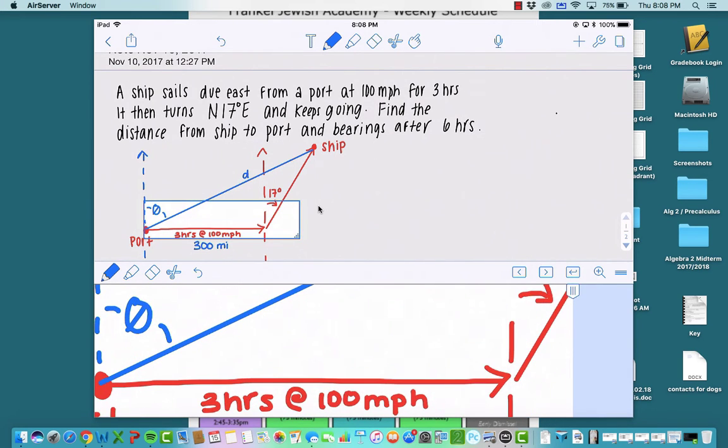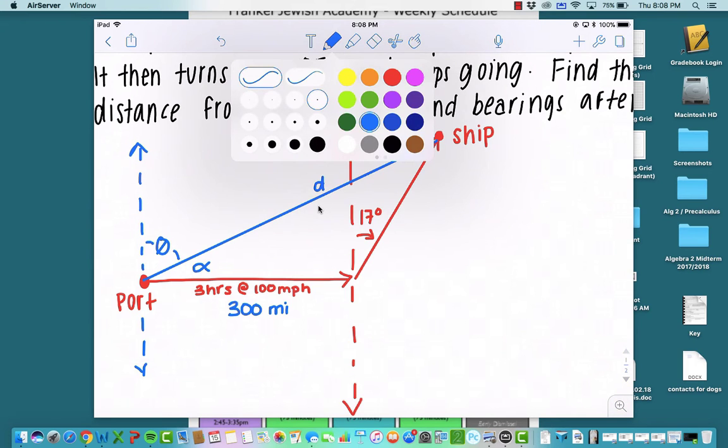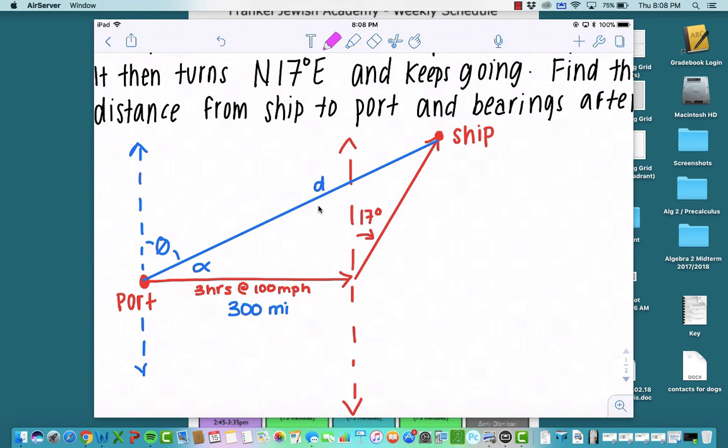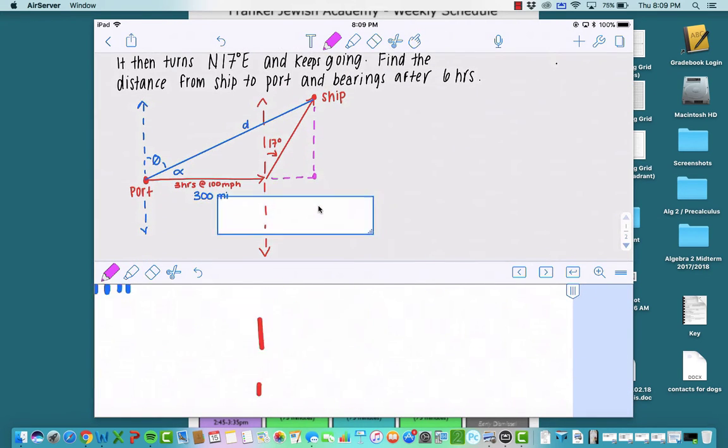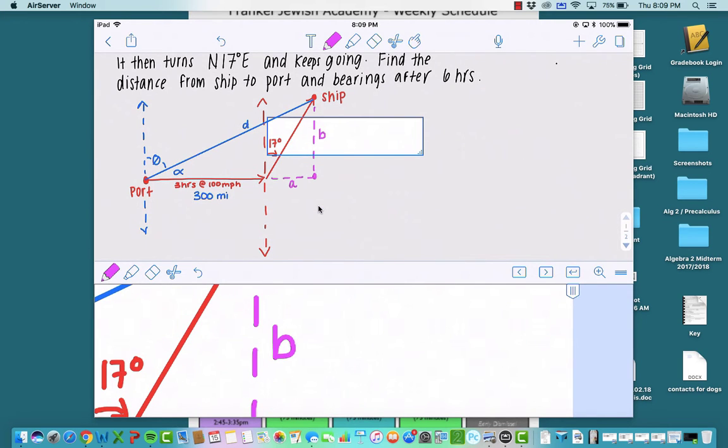However, I'll give you a hint that you will need this. It doesn't matter what, I'm going to label it alpha. You're going to need it to find theta, but you can use whatever letter you want because I know some of you don't like the letter alpha. Now, if you look at this, we don't really have a right triangle yet. However, we can make one. Don't worry. If we do make one, we have no idea what this length is, or this length. But we do need those later to find both alpha and our distance.